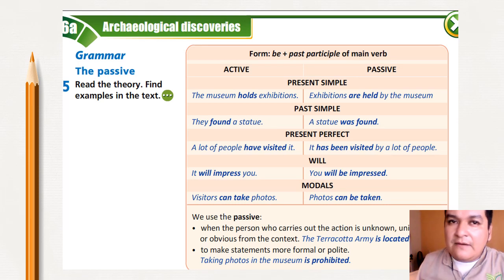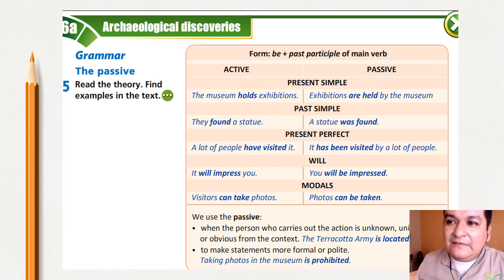Okay, grammar, the passive. Read the theory, find examples in the text. Gramática, la voz pasiva. Lea la teoría y encuentre ejemplos en el texto. Los pueden subrayar. Form: be plus past participle of the main verb. La forma del verbo ser o estar más el pasado participio del verbo principal.